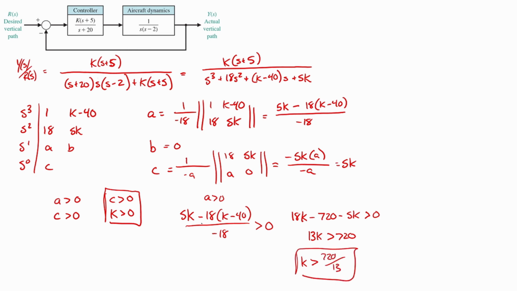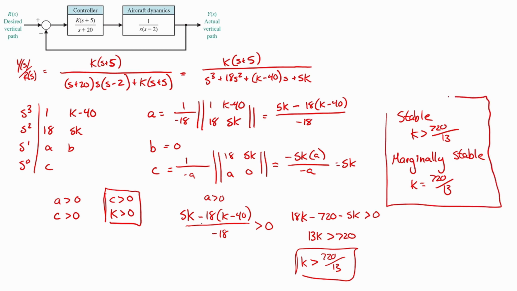Okay? So from this information, we know that the system will be stable when K is greater than 720 over 13, and the system is going to be marginally stable, which means it's on the brink of change from unstable to stable, so it's right in between. And this is going to happen right at this condition, so when K is equal to 720 divided by 13. And that is the final answer for question 3.